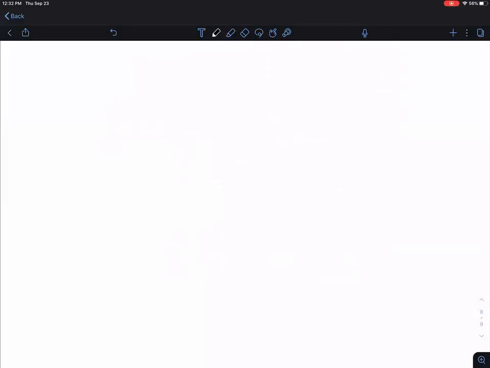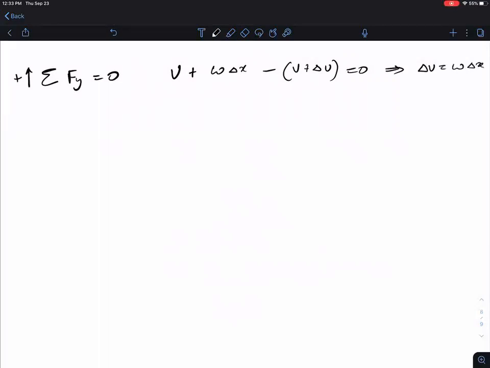Now we are going to apply the equations of equilibrium to the free body diagram. We will start with the sum of forces in the y direction. We know that the sum of forces in y must be equal to 0. Based on that, we get this equation, and if we solve it, we get delta V is equal to omega times delta x.